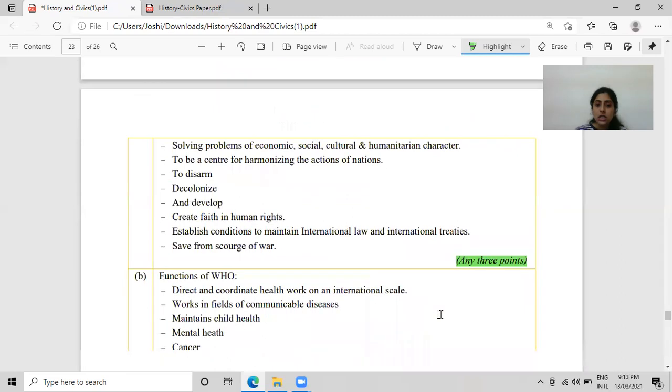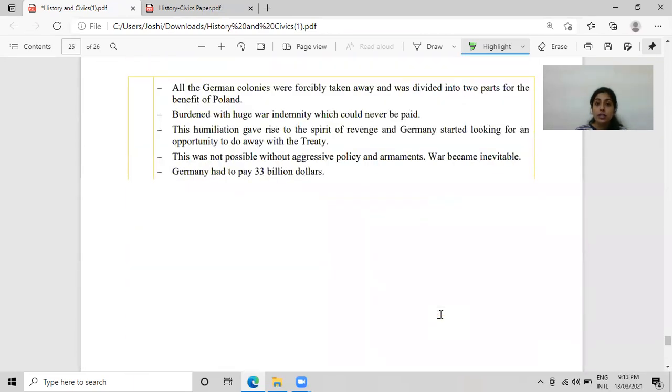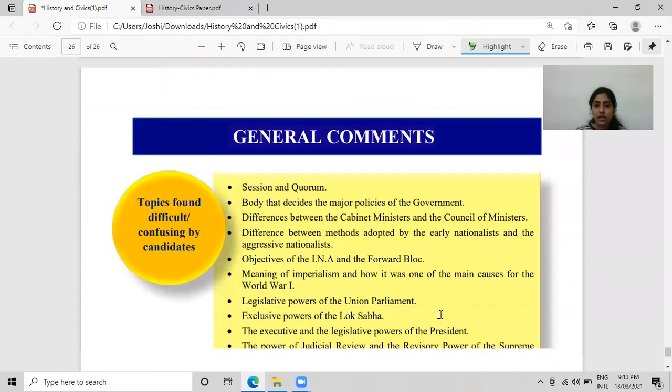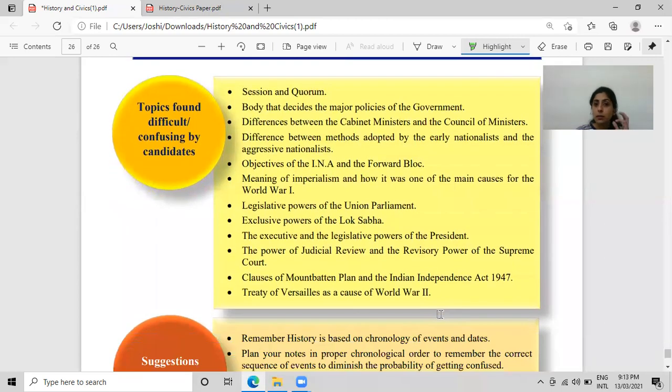Now, lastly, we'll discuss the important points from all the chapters of our textbook. These are the general comments given by the council of our ICSE board. These general comments are of very high importance because here they have given us the important topics to be covered while preparing for our examination. So let's go through these important topics.